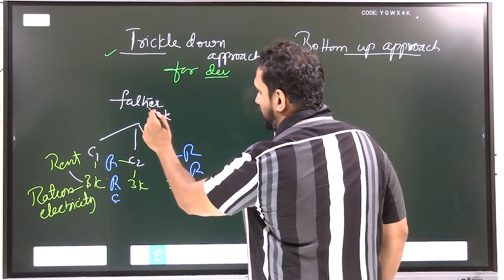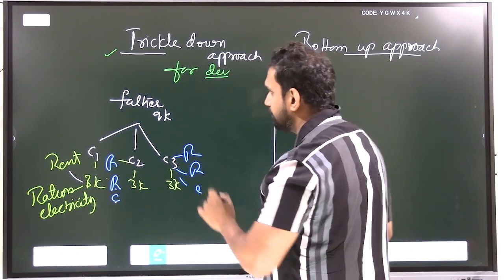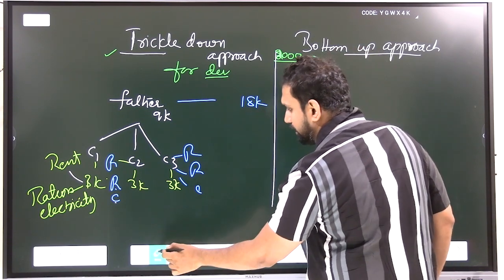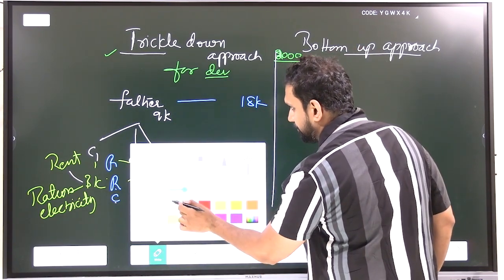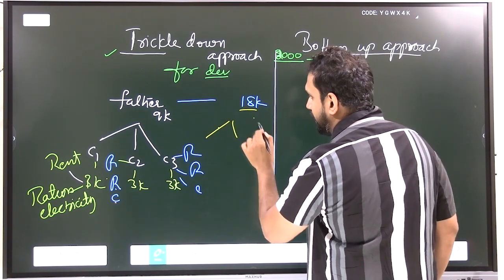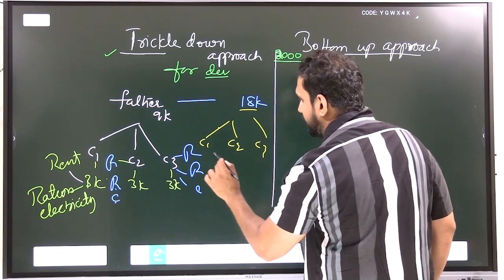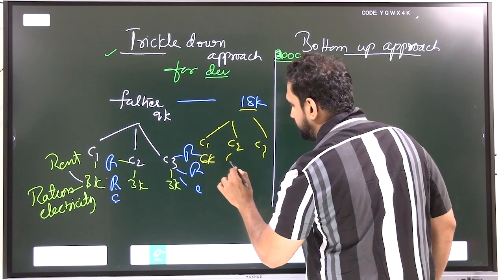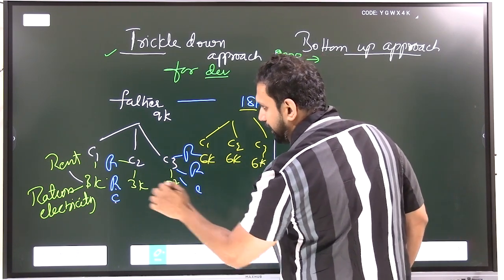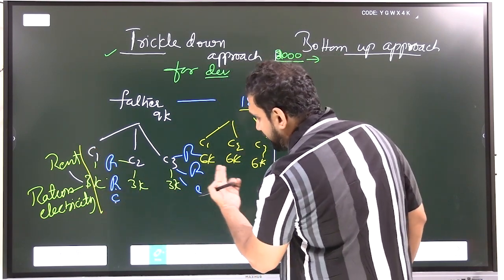Means now the father's salary has trickled down to these 3 children. Now the father's salary increased to 18,000. Very, very important: the father's salary doubled. Remember this point. Then every child will get how much? C1, C2, C3 will get 6K, 6K, 6K. Already with 3K they are able to fulfill the 3 basic necessities. Again 3K is left with all of them.